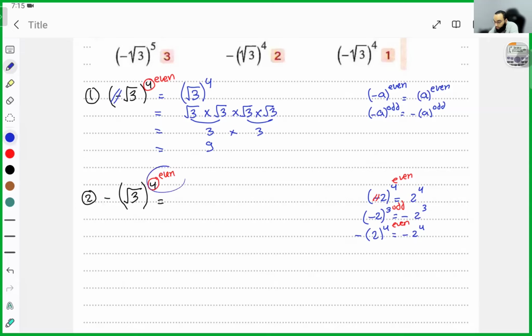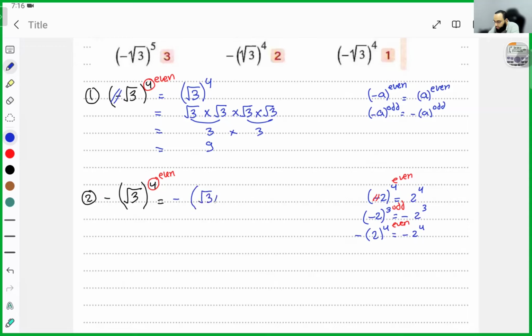The bar is even, so we have to delete the negative sign? No, we cannot, because it's outside the bracket. If it is inside the bracket like that, delete it. But if it is outside, no, we cannot delete it. Let's look at the following.